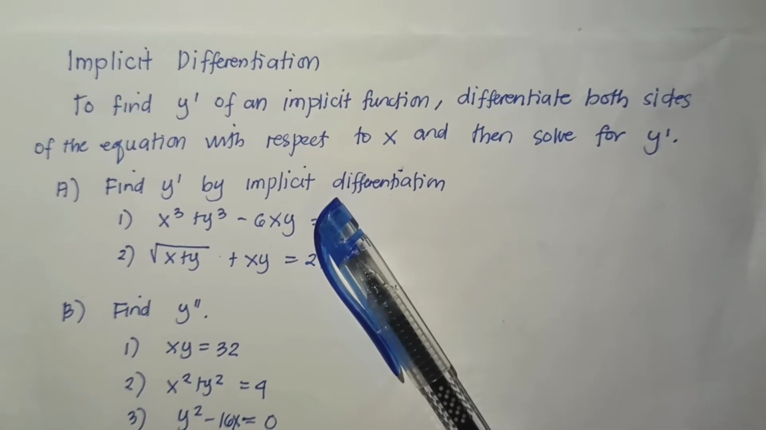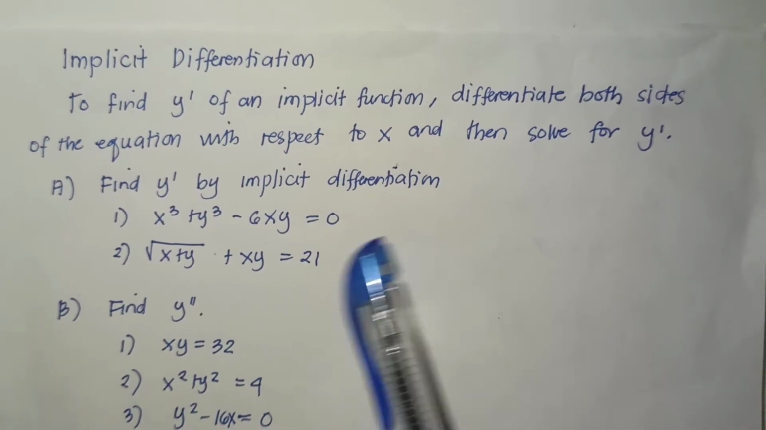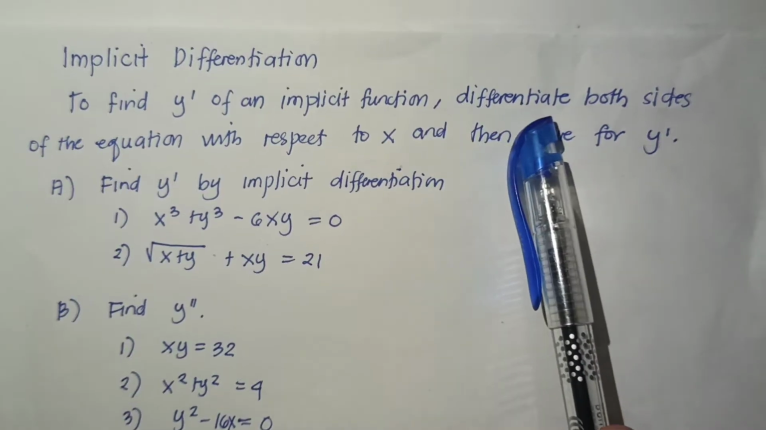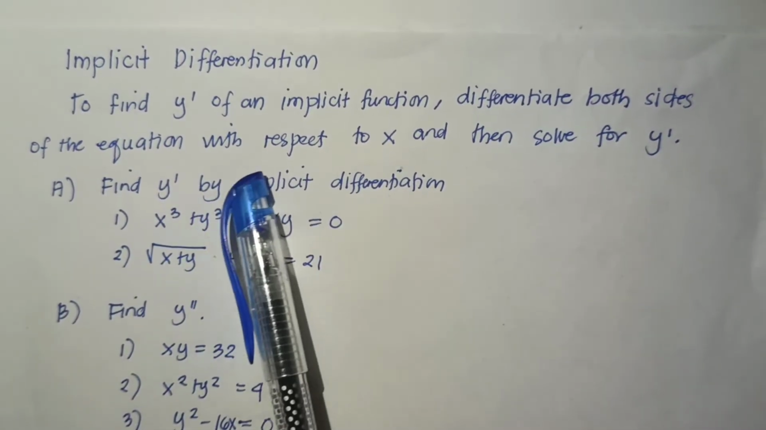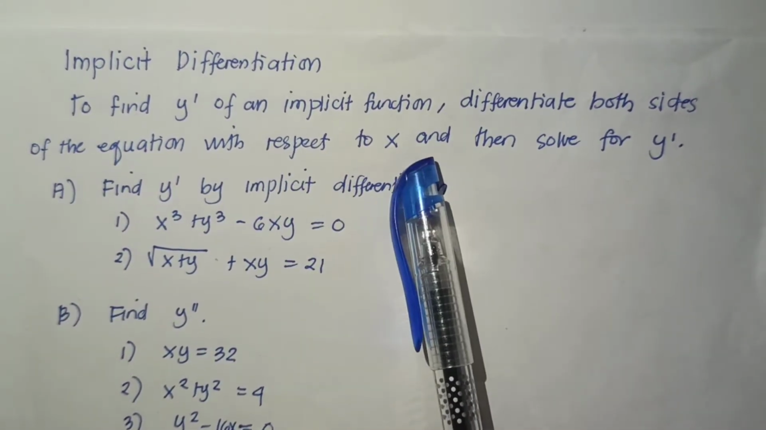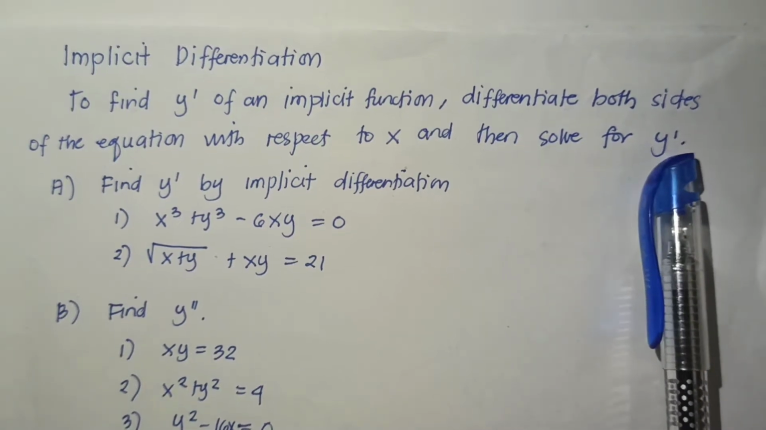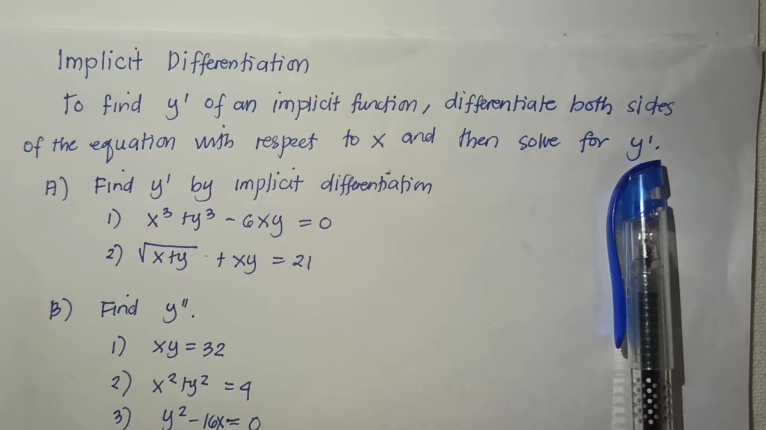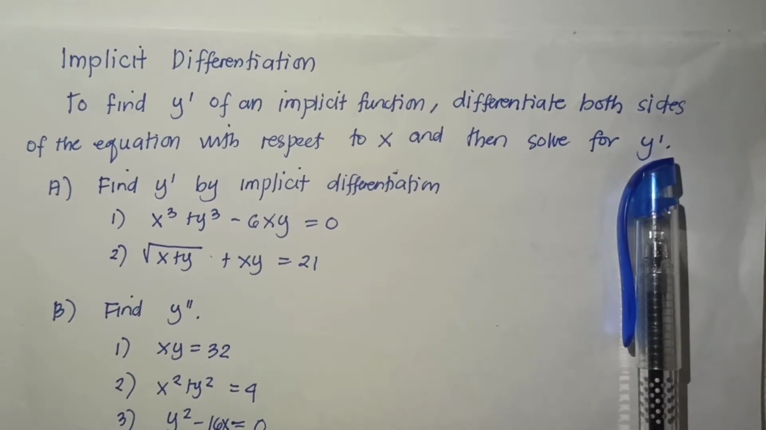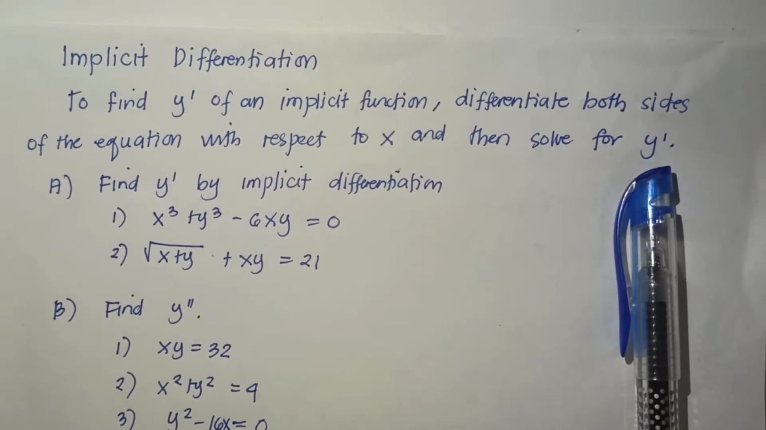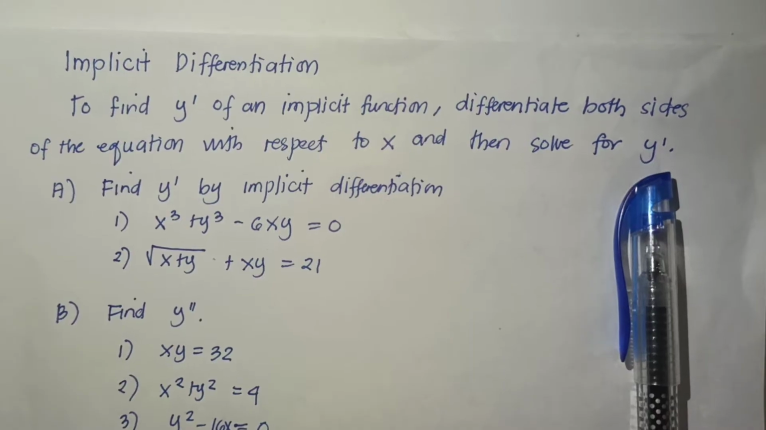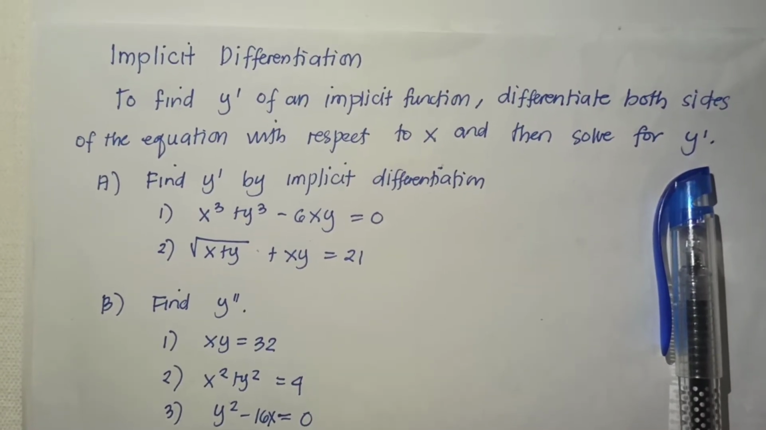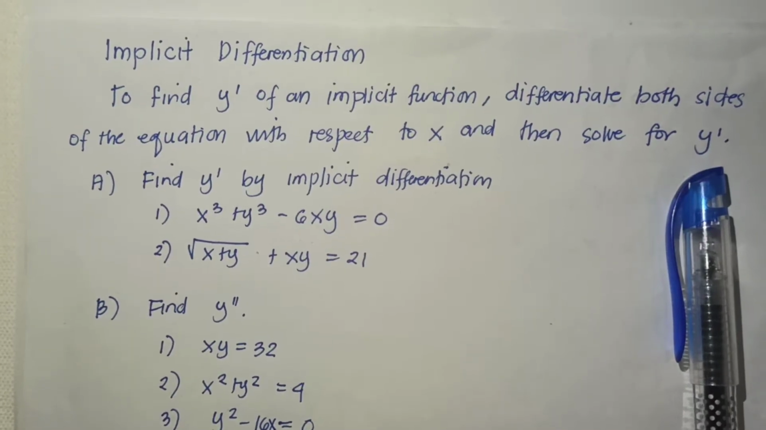Okay, so implicit differentiation. To find y prime of an implicit function, differentiate both sides of the equation with respect to x and then solve for y prime. Take note that when you differentiate a y term, you have to multiply it by dy over dx, or y prime. That's the general rule when it comes to implicit differentiation.